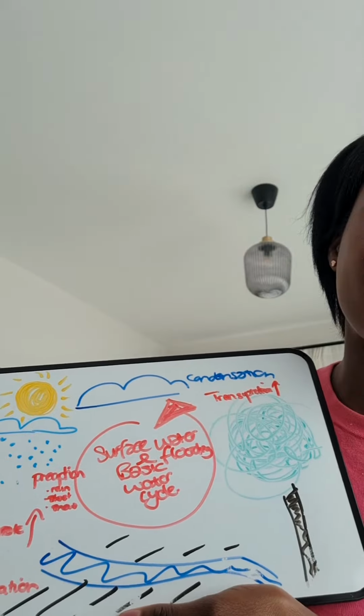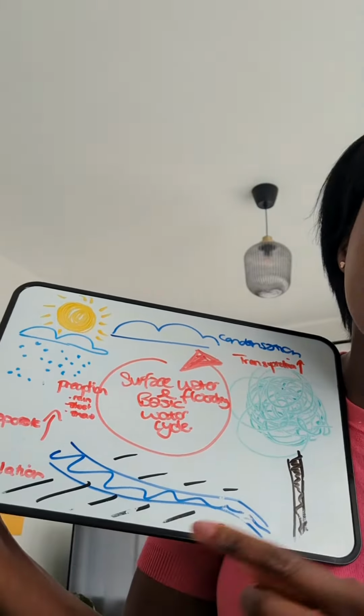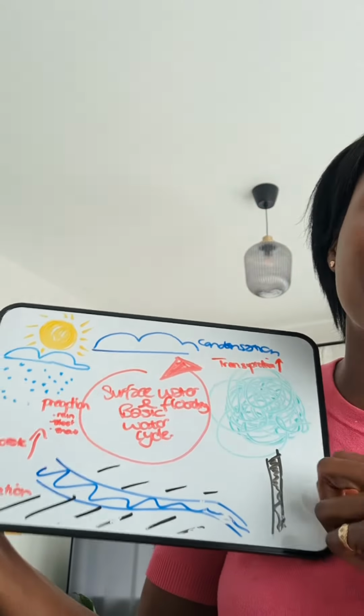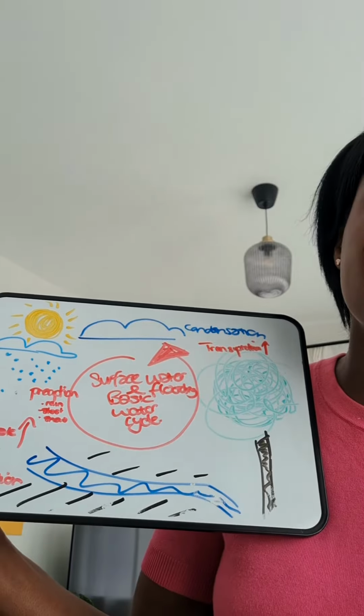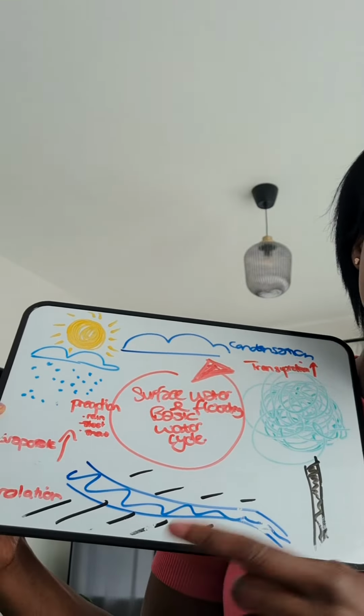So here on my diagram you can see a couple of clouds, the sun, a river and a tree, and I'm going to use these to describe the common terms of the water cycle and explain how this relates to surface water flooding. Starting here.